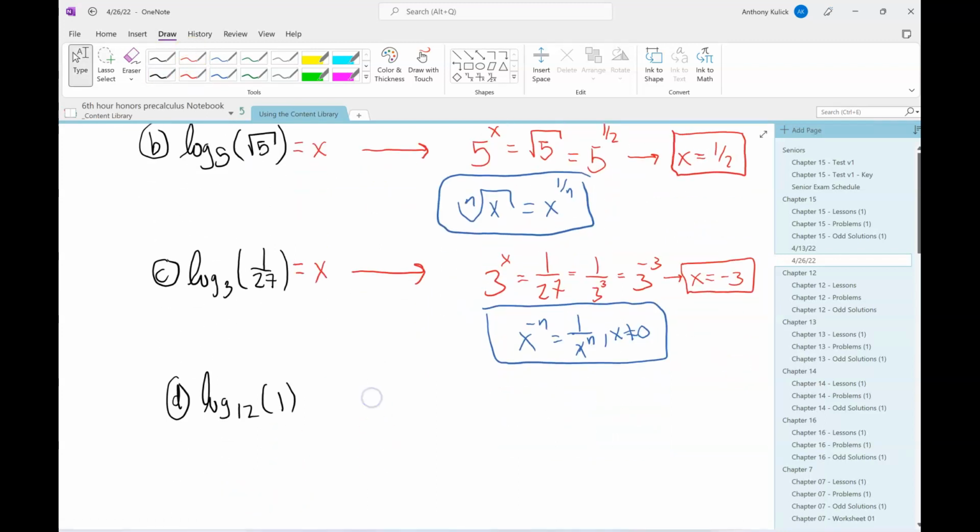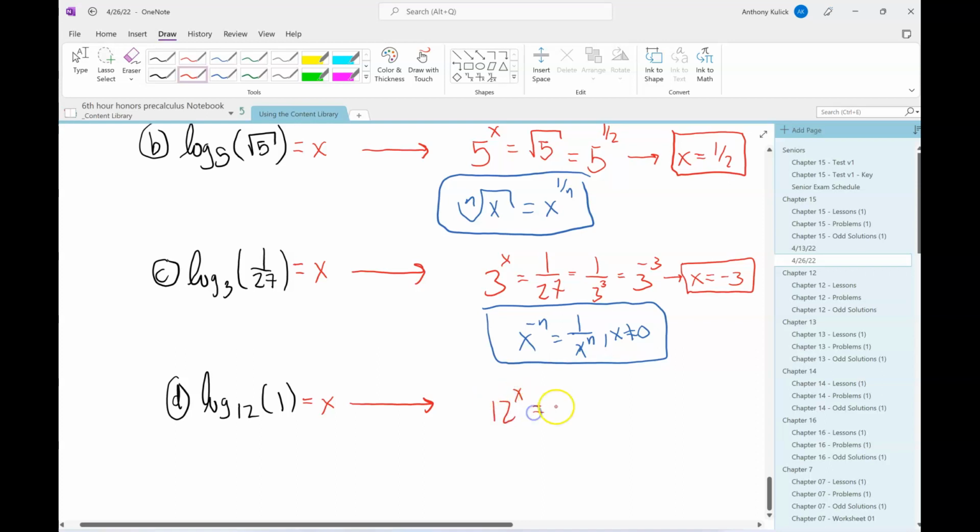Okay, let's say we have log base 12 of 1. Again, we're going to make that a logarithmic equation, which I can then recast as what exponential equation? 12 to the x is equal to 1. What's that tell me that x is? 0. Good. Again, remember that any non-zero number to the 0 is equal to 1.